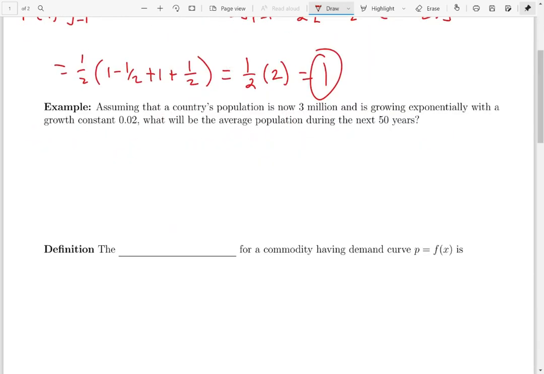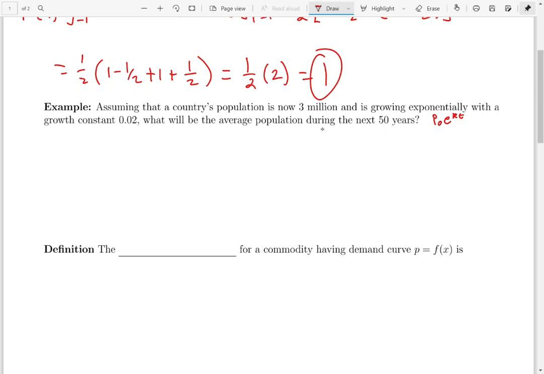So let's assume that a country's population is now 3 million and is growing exponentially with a growth constant of 0.02. What will be the average population during the next 50 years? Now, it's useful to recall that our exponential growth function was P naught times e to the kt. And if we can recall that that was our population growth function, that's what we need first so that we can get the correct function. So population growth function: initial population times e raised to the k, where k is the growth constant, times the time t. Now we'll just convert this to x's, but we're perfectly fine.